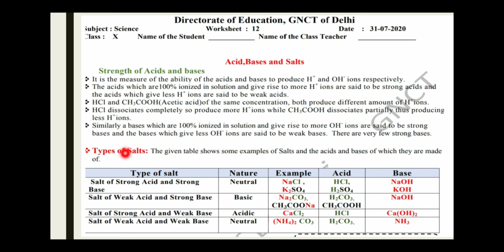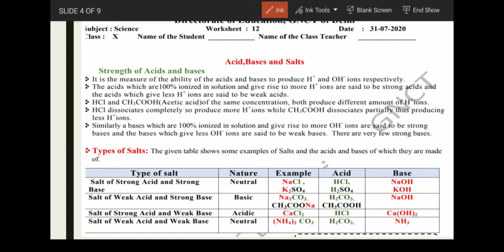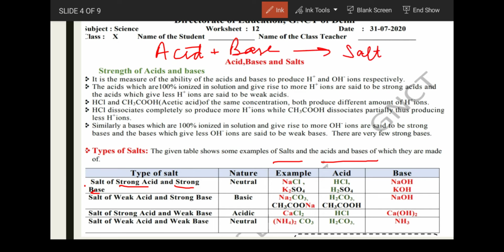Now, the types of salts, a very important topic. The table given below shows some examples of salts and the acids and bases of which they are made. The first type of salt is the salt of a strong acid and a strong base. Both are strong here. As we know, the reaction is acid plus base gives salt plus water, so salt is produced from acid and base only.